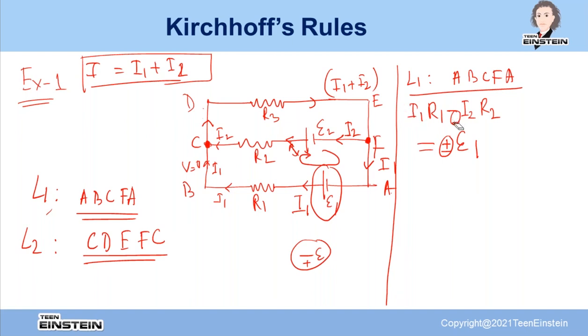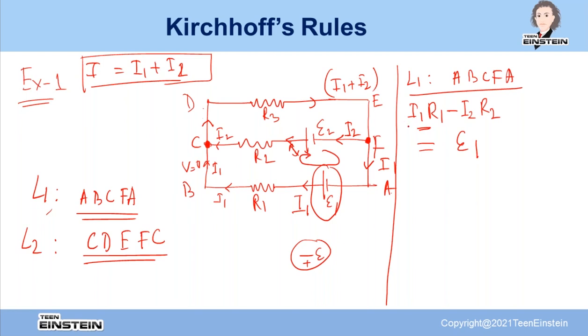Now for the R2, what is the current through this? This is I2, which is flowing from F to C, but my loop direction is from C to F. So that's why I have taken this as minus. I hope you are understanding. So this is how you have to take the sign.